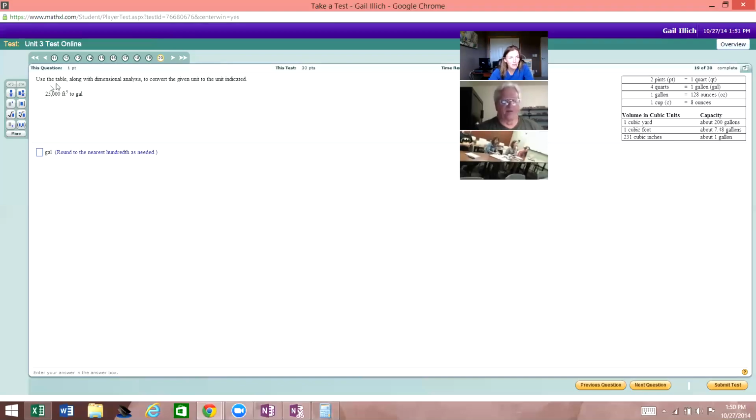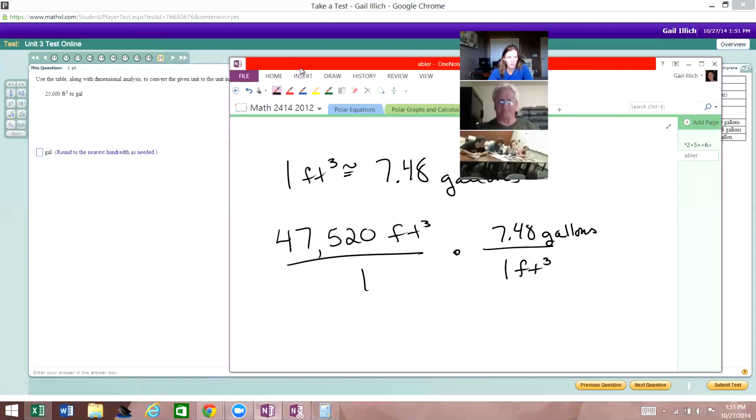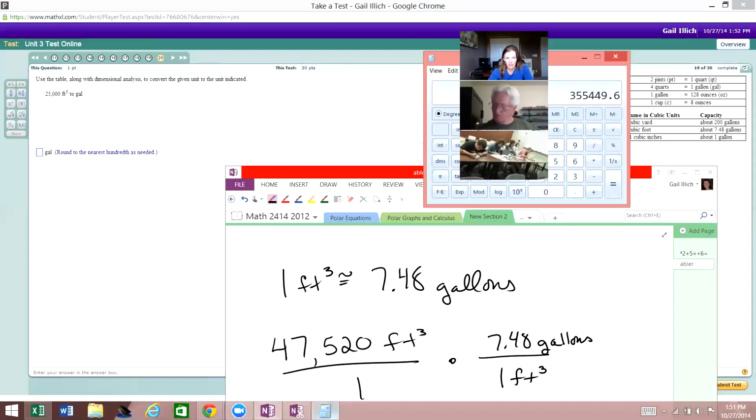All right. Use the table along with dimensional analysis to convert the given unit. So we got 25,000 cubic feet. We want to get to gallons. Now they give us the formula, so that's good to know. At least it's pretty much the same question, isn't it? We're just going to take that 25,000 and multiply by 7.48 because that's cubic foot to 1 gallon. So I'm going to do that without writing it. So 25,000 times 7.48.